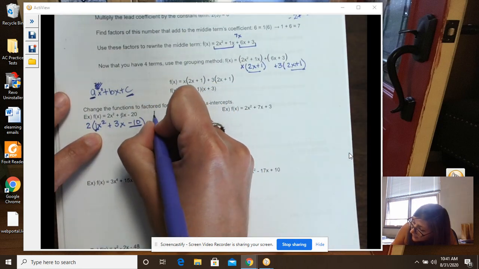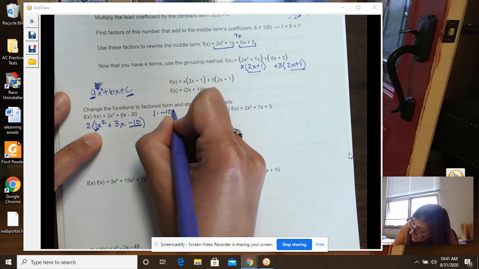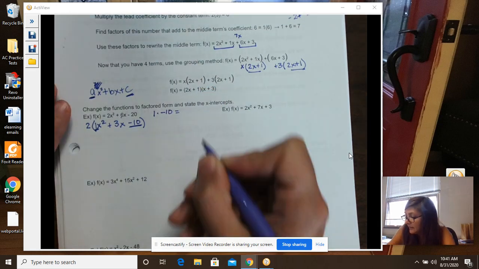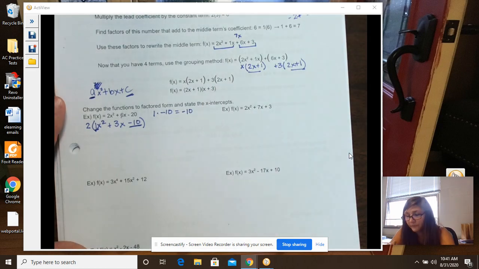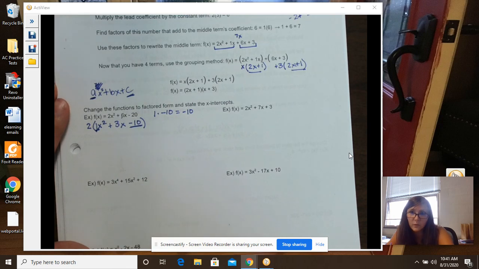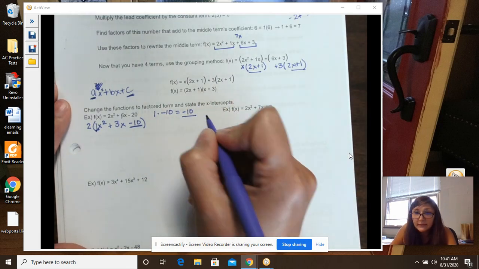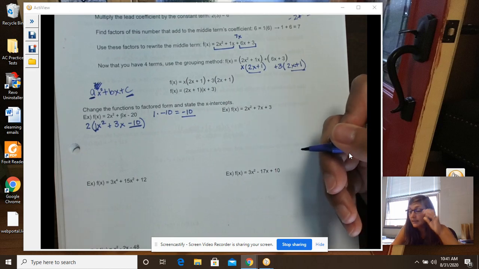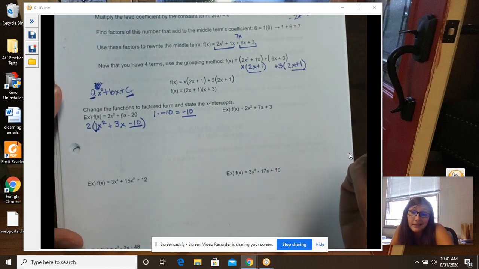So once I've identified them, I'm gonna multiply them together. So 1 times -10 would give me -10. And then I'm gonna look for factors of -10 that would add to 3. So I'm gonna make a little list here. You may find that as you work through more of these problems, you don't need to make a list. I like to make a list.